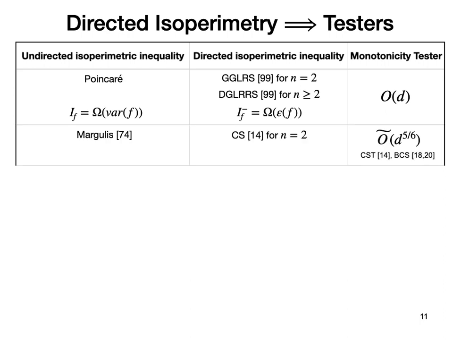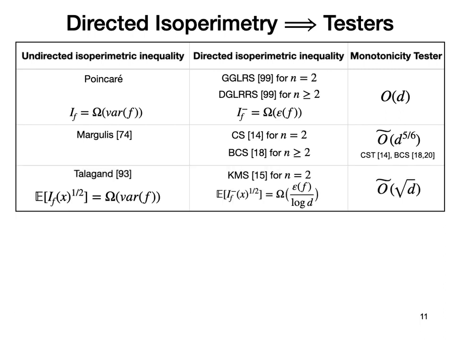Then in 2014, Chakrabarty and Seshadhri were the first to get little o of d, and they did this by proving a directed version of a stronger isoperimetric inequality due to Margulis. I won't be getting into the details because it would require more notation, but just know that it's stronger than the directed Poincaré inequality. Then we were able to generalize this to all values of n, and this is what allowed us to get little o of d for hypergrids.